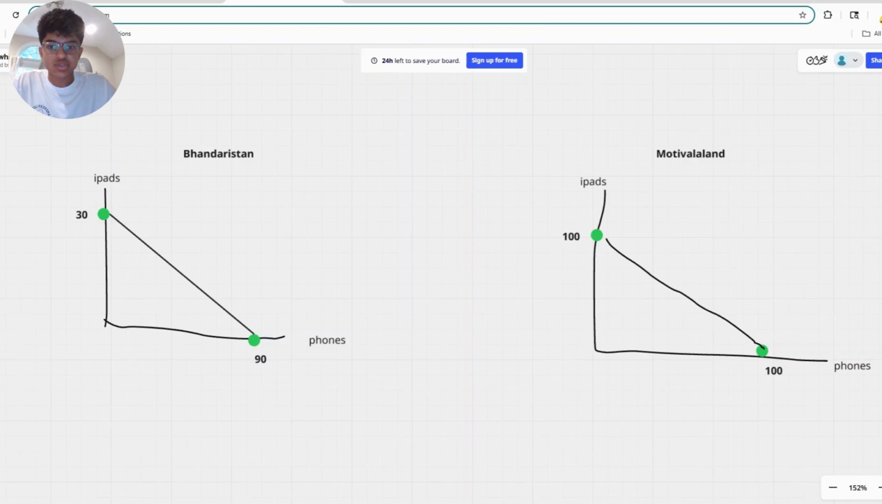Well, the answer is both, right? In both iPads and phones, the maximum amount that can be produced for Motibalaland is greater than Bandaristan. It's 100 versus 90 or 30, and 100 versus 90 or 30. It's always greater, right? So Motibalaland clearly has the absolute advantage.